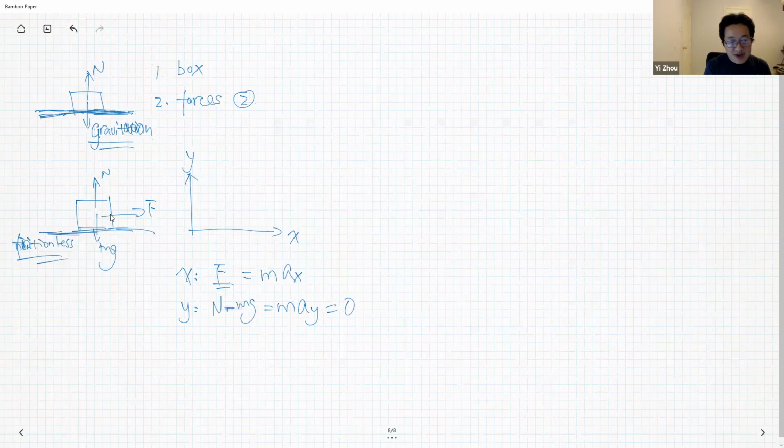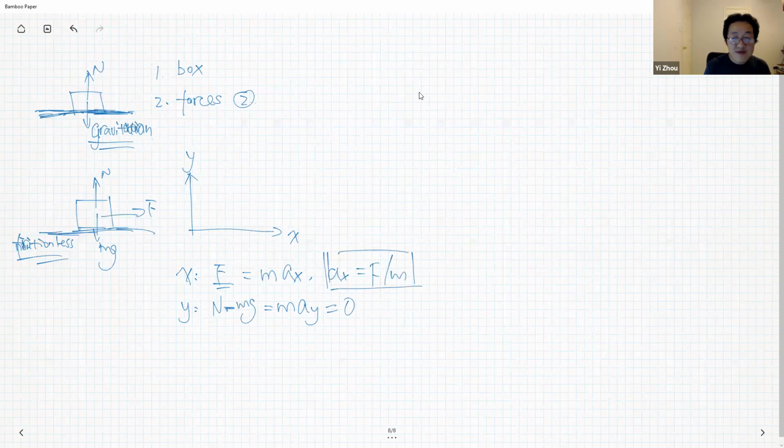This object is moving along the surface. Then what is ax? It depends on F. So we basically solve this. This will be the simple answer for that. All right, thank you, Kevin.